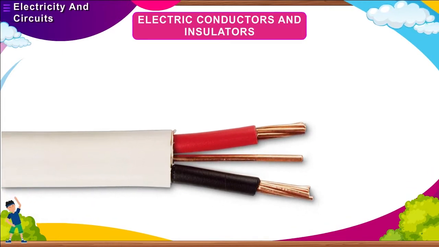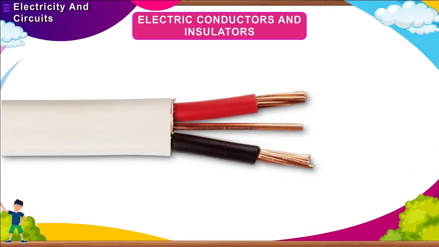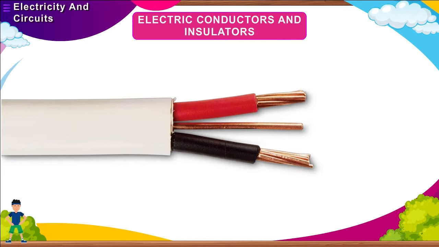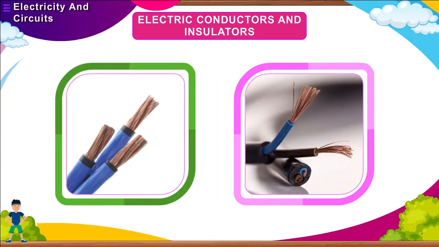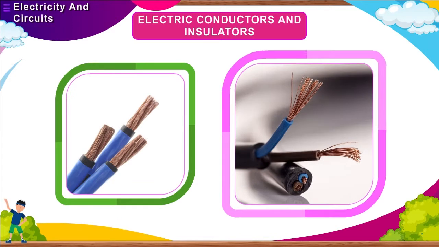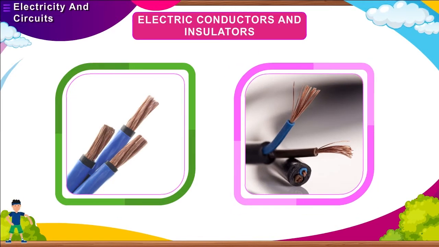Inside the covering, the insulator, there is a wire which is made up of metal. This wire allows electricity to flow through it. If we try using a cotton wire, a rubber wire, or a plastic wire in place of the metallic wire, what do we see? The wire does not conduct electricity. Thus, it is clear that only metallic wires allow electricity to pass through them.